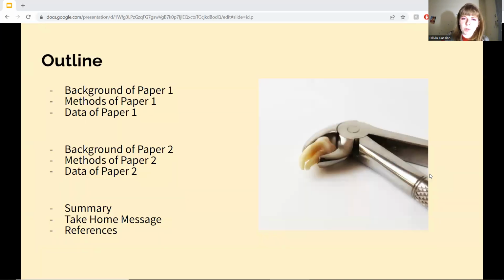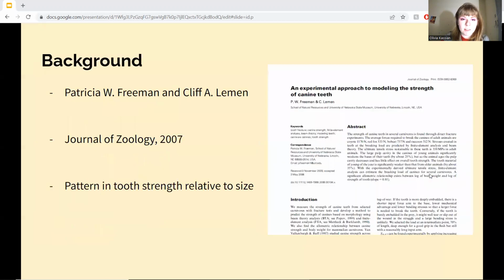As a brief overview of how this presentation will be organized, just so you have a sense of where we're going with this, we're going to talk about the background, methods, and data of two experimental studies, summarize what we learn, reduce it to a take-home message, and conclude with references. Our first study was conducted by Patricia Freeman and Cliff Lemon, which they had published in the Journal of Zoology in 2007.